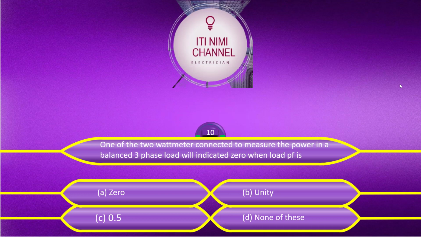One of the two wattmeters connected to measure the power in a balanced three-phase load will indicate 0 when the load power factor is 0, unity, 0.5, none of these. The answer is 0.5.